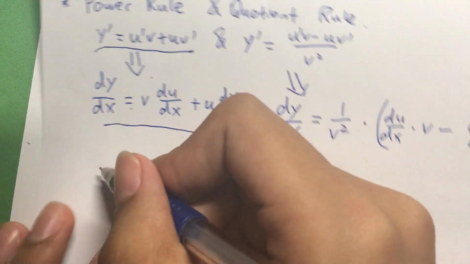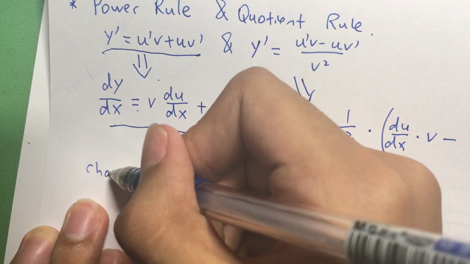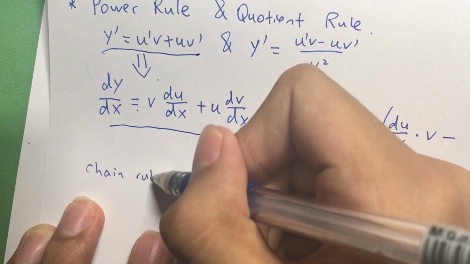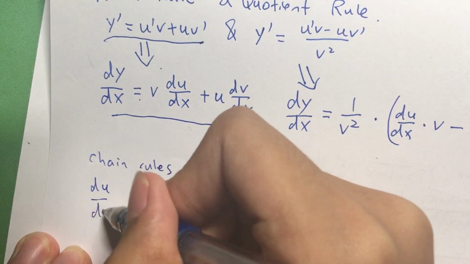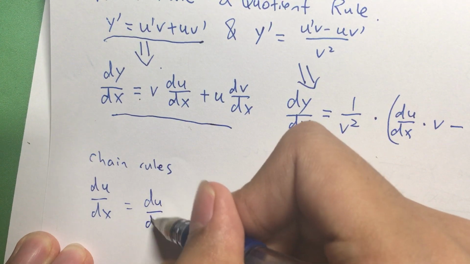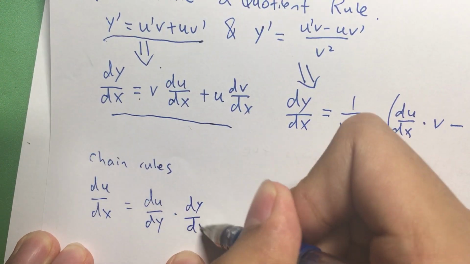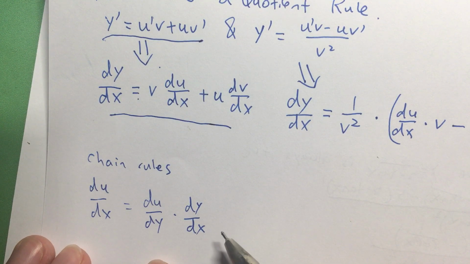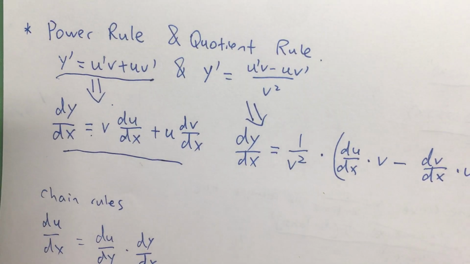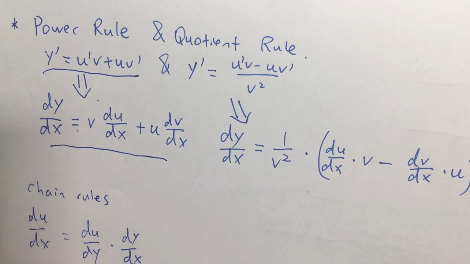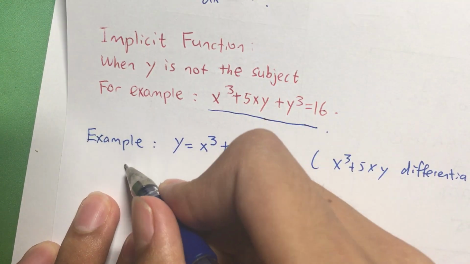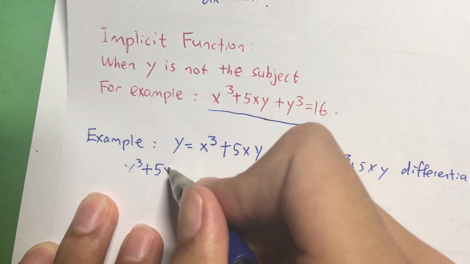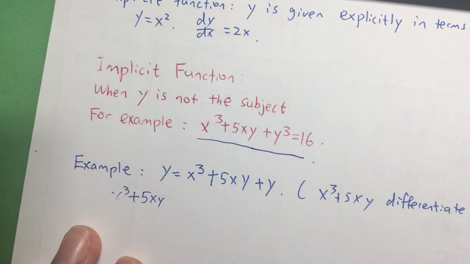I also need to point out another thing, called the chain rule, which we talked about two classes before. It means that du over dx can change into du over dy times dy over dx, and this is our chain rule. It is also very important when we are dealing with implicit functions. Okay, now we are used to all of those rules, so let's start this question, which is to differentiate x cubed plus 5xy.